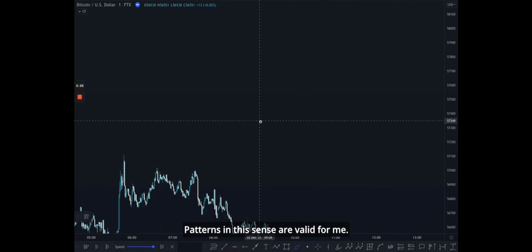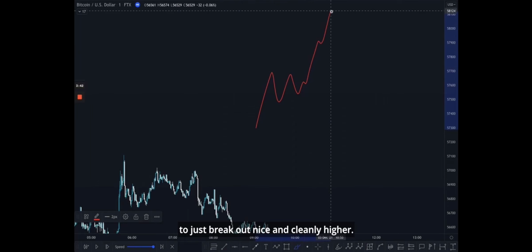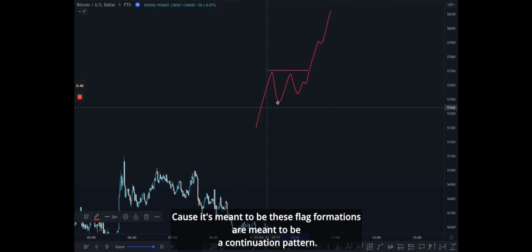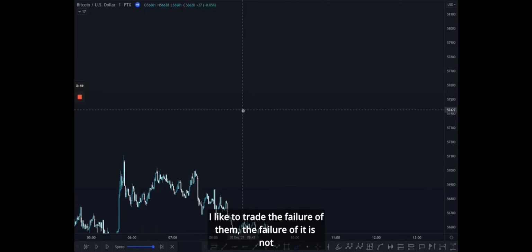Patterns in this sense are valid for me because, of course, you have the typical pattern that everyone knows of, and they expect that to just break out nice and cleanly higher because these flag formations are meant to be a continuation pattern. That's not how I like to trade them. I like to trade the failure of them.